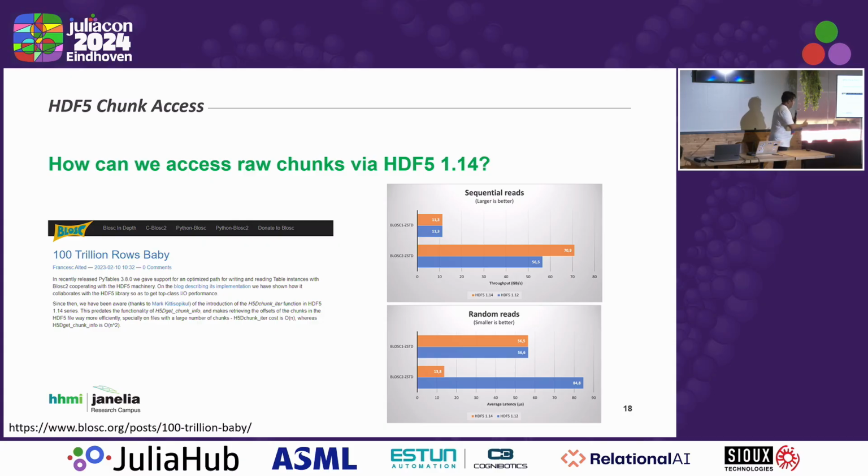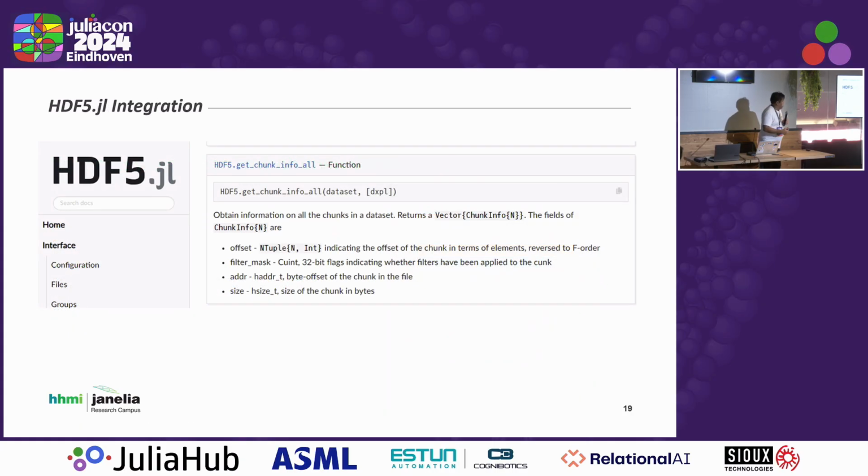I worked a little bit with some of the Blosc folks to make this fast, and so now PyTables has implemented this as an accelerated method for getting data out of HDF5. In HDF5.jl, I implemented this as a surface function, get chunk info all, as opposed to just get chunk info. This allows you to retrieve the entire vector of chunk info, which will tell you where all the chunks are within the HDF5 file.